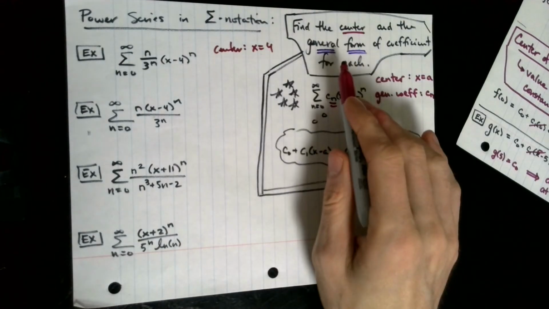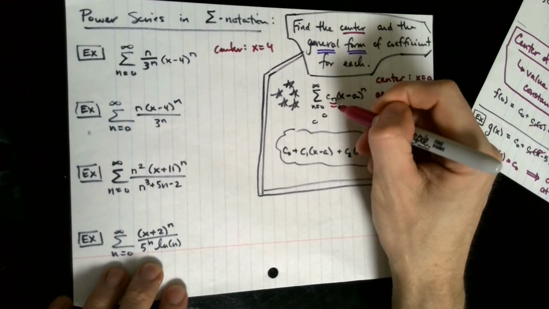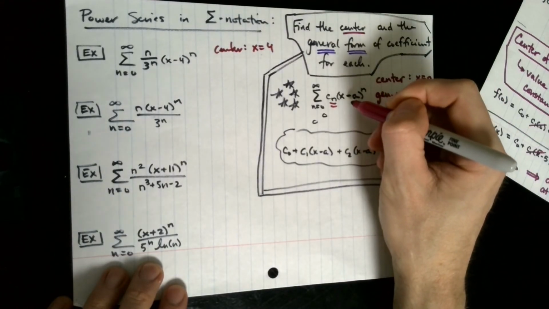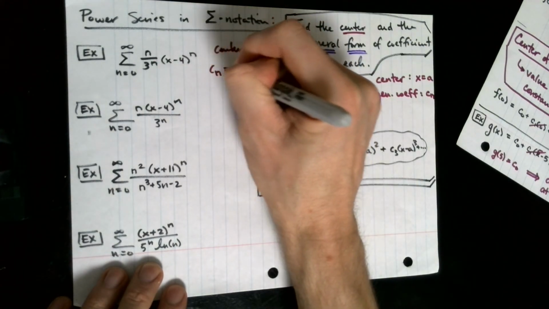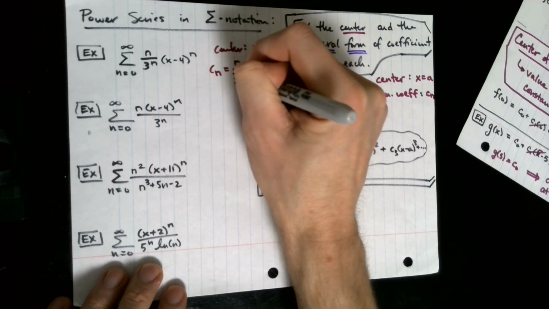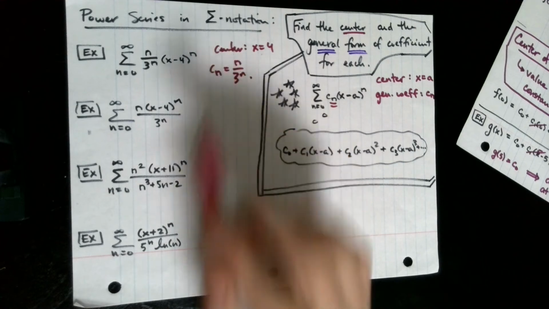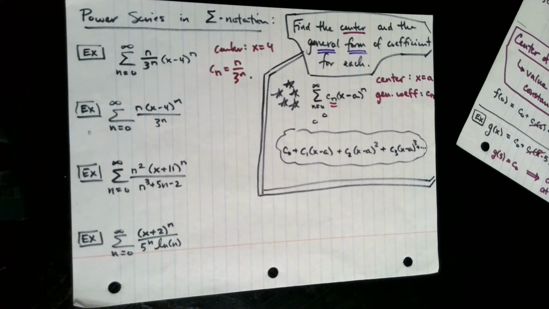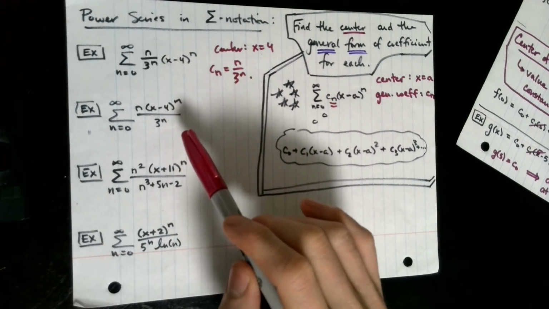And now we also need the general form for the coefficients. Well, the general form for the coefficient is just going to be what is written in front of the power of x. Well, what's written in front of the power of x here? Cn is just n over 3 to the n. So there is our general form of our coefficient, and there is our center. Okay, so looking at our next example, we've got, well, actually, basically the same series, don't we?